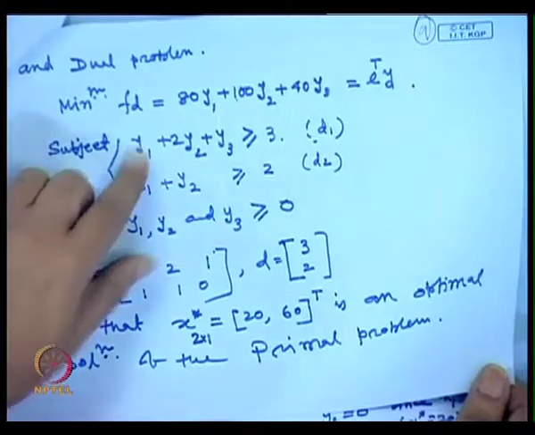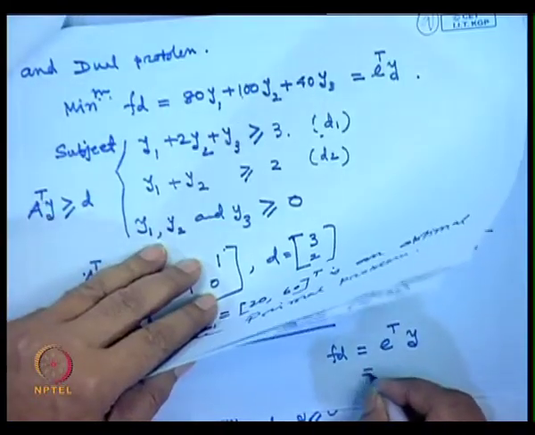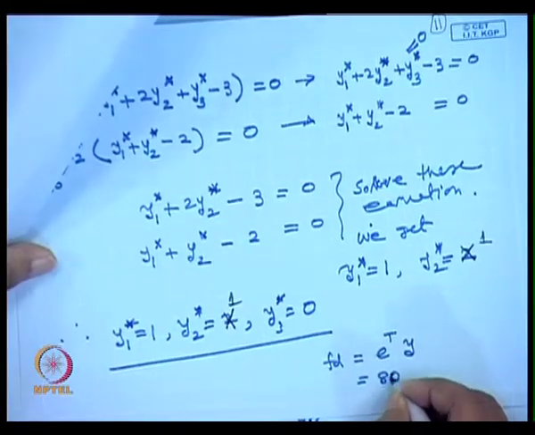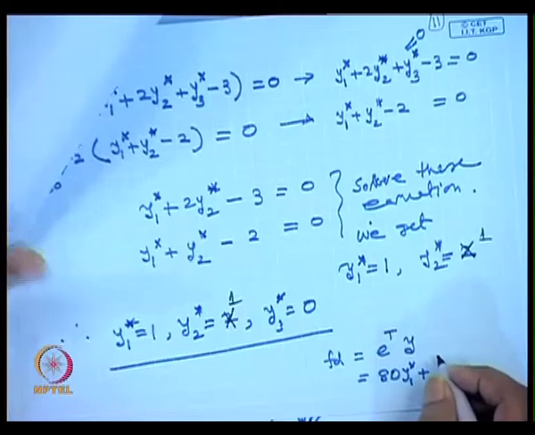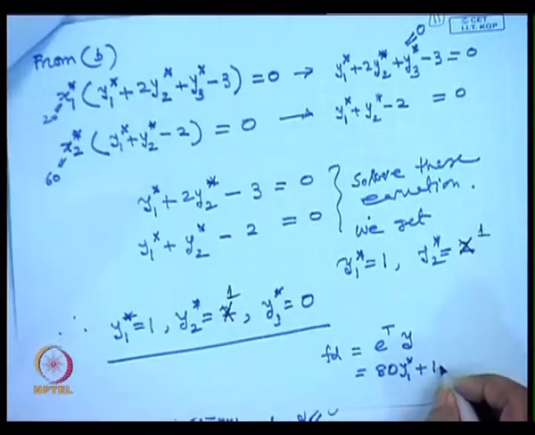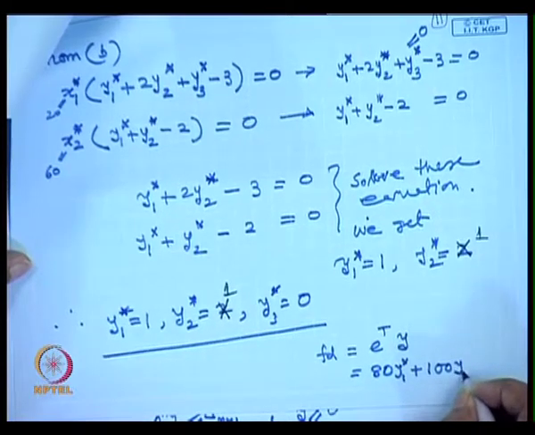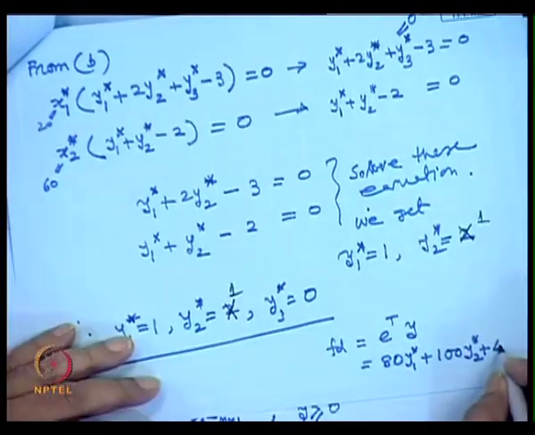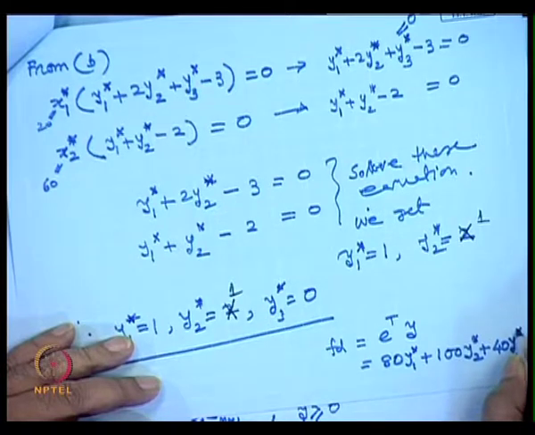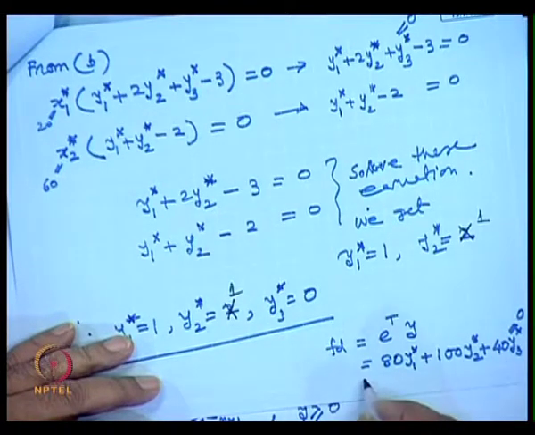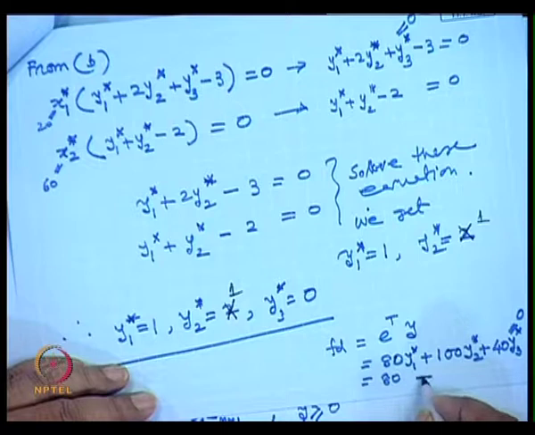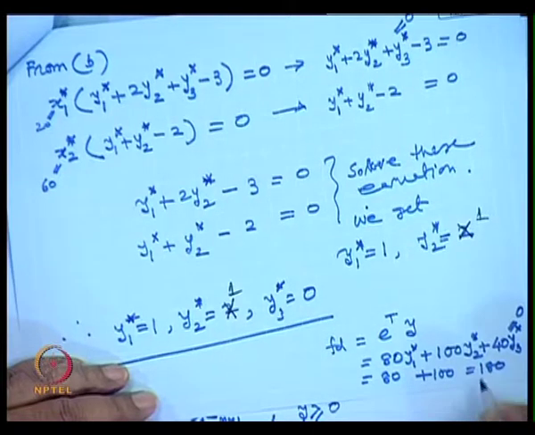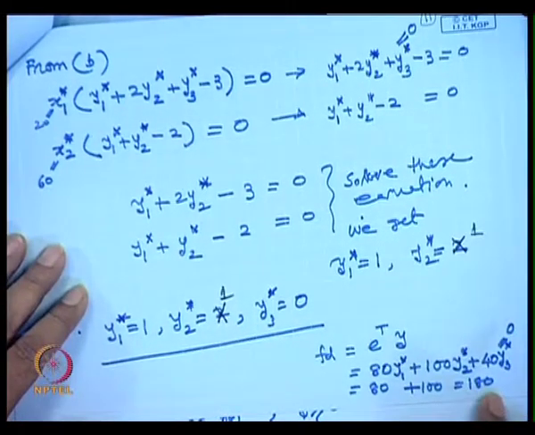f d is 80 into y1 star plus 100 into y2 star plus 40 into y3 star. Here y3 star value is 0, y1 star value is 1 and y2 star value is 1. So, the objective function value in the dual problem will come to 180.